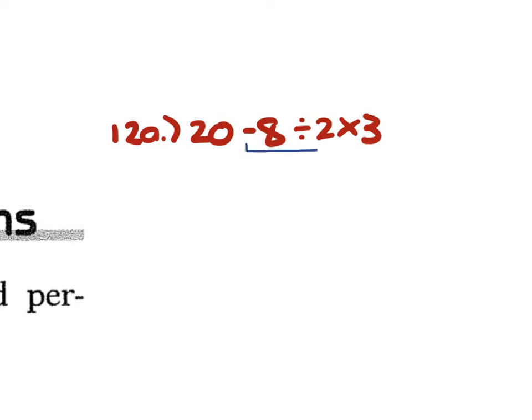So you're going to do the negative 8 divided by 2 first, which gives us negative 4. So this is going to be 20 minus 4 times 3. From here, you have multiplication, which is the negative 4 times 3. So that's 20 minus 12, which gives us 8.